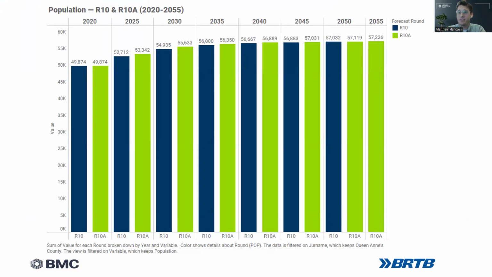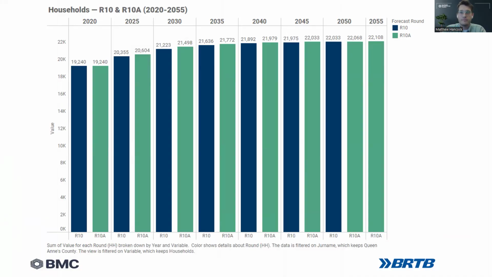Round 10A population is revised relatively upward to round 10 across all the forecast years. And this is largely driven by some specific Kent Island adjustments for increased population in those areas. So while you will see some moderated increases here, it is largely concentrated in those areas. Household figures are following that same directional pattern, with increases being concentrated in the same areas where population increase was as well, and being relatively similar to round 10, with just moderately increased growth.